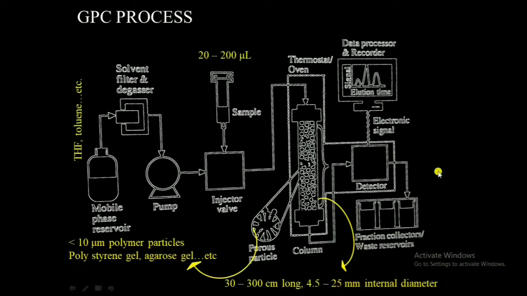The detector is based on the optical absorbance of the components in your mixture, or conductivity, or viscosity. There are different kinds of detectors, so you will get the signals, the elution time, and a signal for each component. The first component has the biggest size, followed by the other components. This is the process happening in gel permeation chromatography.